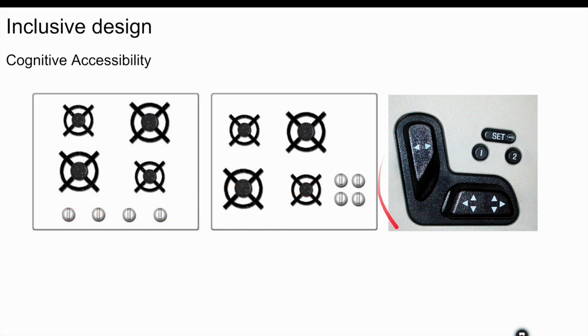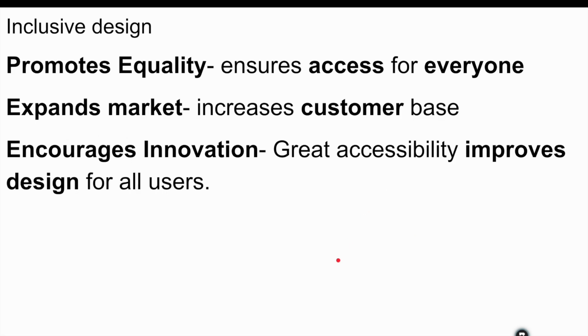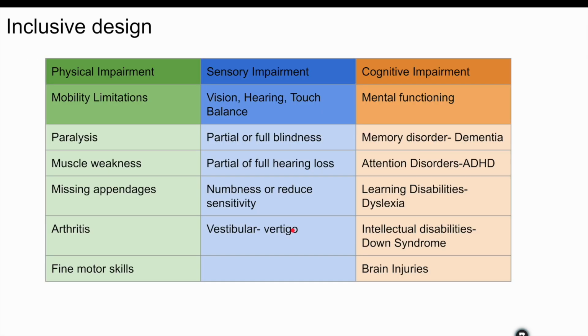This is also an example of a car seat adjustment, and you can see that this is actually the back of the seat and this is the front of the seat, or the actual seat itself. And so this is mapped well to the actual car, and it's much more understandable than other different ways that you can adjust car seats. Inclusive design promotes equality, so it ensures access for everybody. It expands markets, increasing customer bases, and it encourages innovation because great accessibility improves designs for all users.